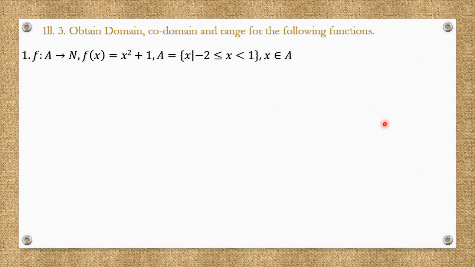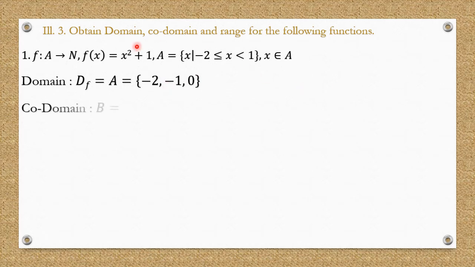x belongs to A. Okay, so it is a negative 2 value, negative 1 value and 0. These are the values which we have right now. So domain is A: negative 2, negative 1, 0. If you look at this portion here, it is equal to negative 2, but it is not equal to 1, so less than 1. So negative 2, negative 1 and 0. Codomain is naturally capital N, which is the natural numbers.